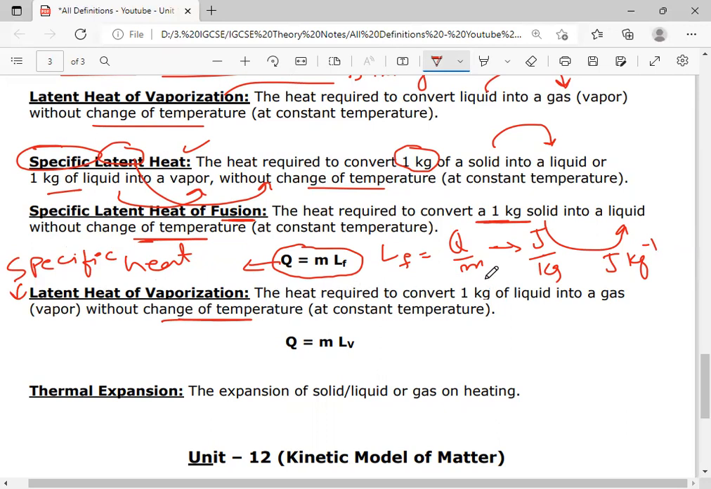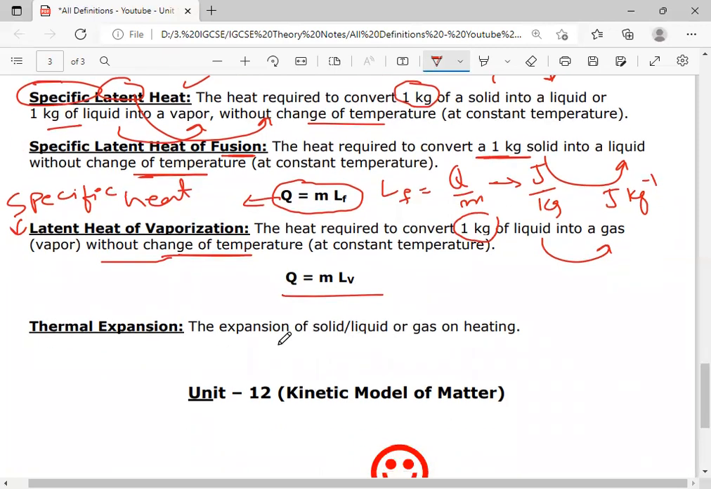The amount of heat required to convert 1 kg of liquid into gas at constant temperature, or without change in temperature. And its formula is the same as the formula of specific latent heat of fusion, with the difference of F with V. So LF stands for specific latent heat of fusion, and LV stands for specific latent heat of vaporization.